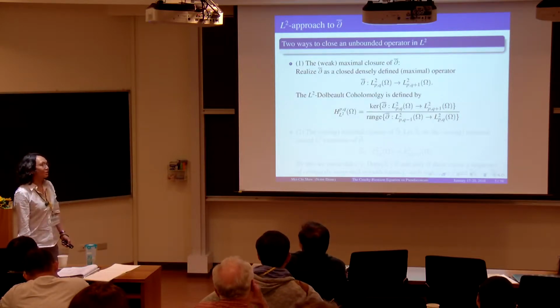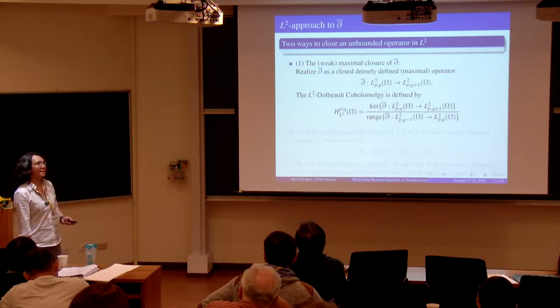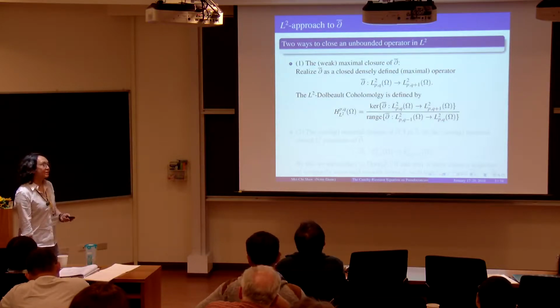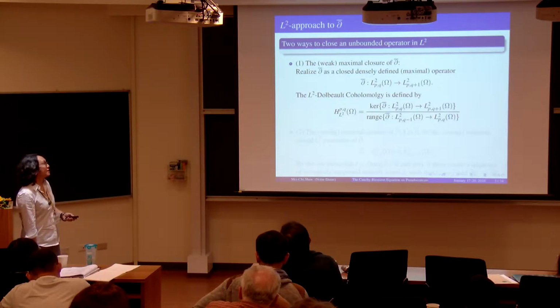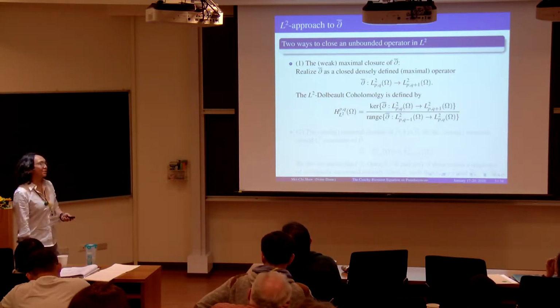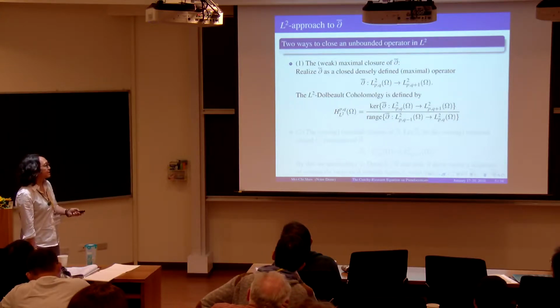Notice that the domain of d-bar can never be the whole space. Otherwise, it would be a bounded operator, and then it's very easy. But d-bar is an unbounded operator, so we have to specify our domain properly. And this is how we define d-bar. Then we form the L2 Dolbeault cohomology naturally by taking the quotient in this sense.